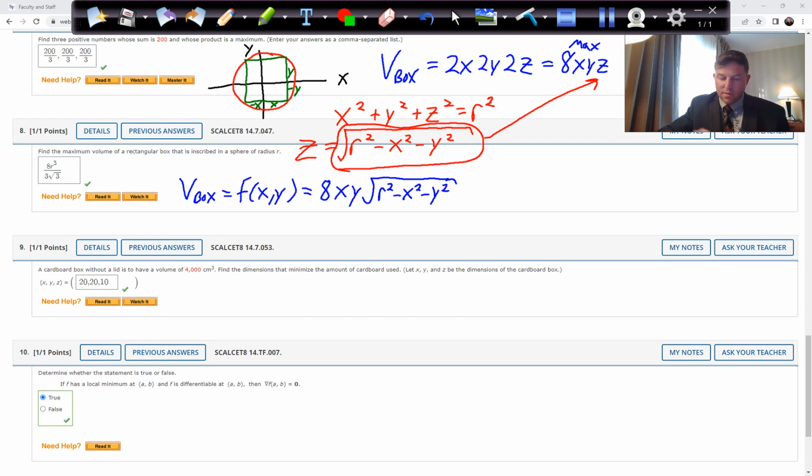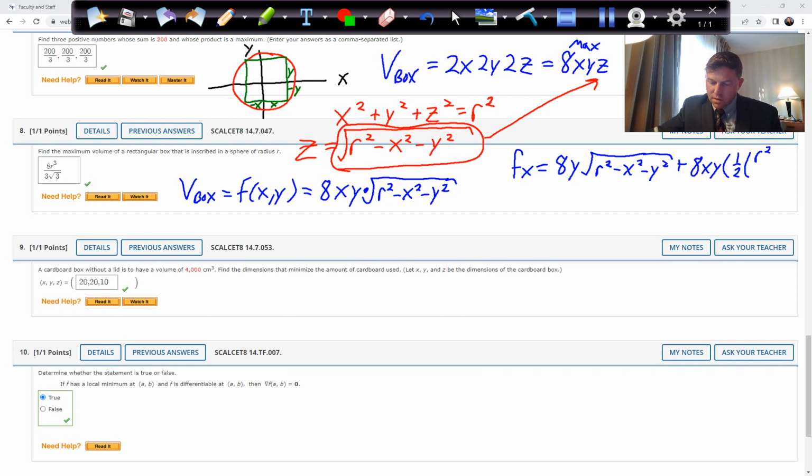Okay, now we're going to do our partial derivatives. So our partial derivative with respect to x would be, now you have to use the product rule because you're multiplying 2 different functions. So the product rule says take the derivative of the first with respect to x, which would be 8y, leave the second alone, so it would be the square root of r squared minus x squared minus y squared, plus leave the first alone, 8xy, times the derivative of the second, which would be 1/2 times the quantity r squared minus x squared minus y squared raised to the negative 1/2 times the derivative inside with respect to x, which would be minus 2x. I know it's hard to see that. I'll write it cleaner right here.